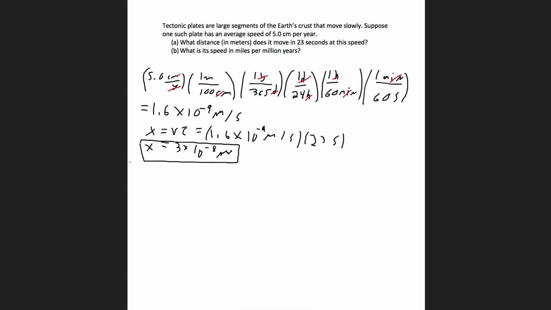Okay, now part B says what is its speed in miles per million years? We could work with the speed that we found from part A, but probably it'll be a little bit easier if we work from our original numbers. So we have, again, we know that our speed is 5 centimeters per year. So we've got 5.0 centimeters per year.